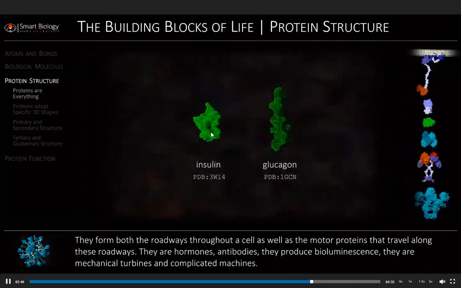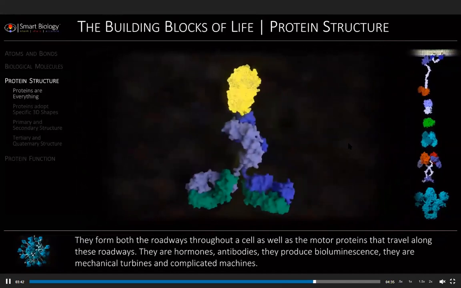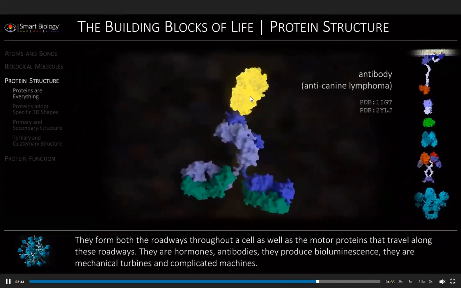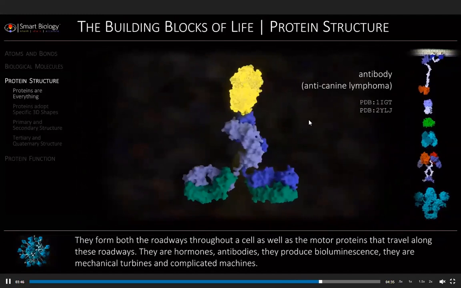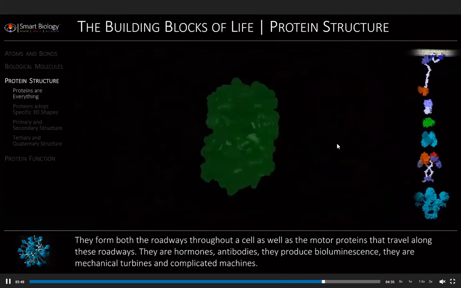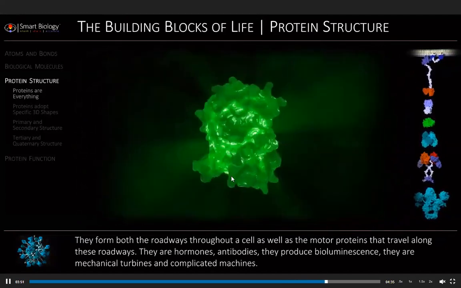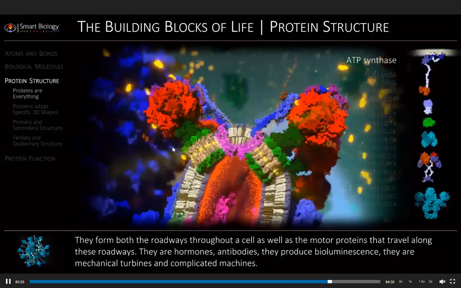So here we have insulin, we have glucagon. These are also proteins. We have an antibody. This is an anti-canine lymphoma antibody. So these are all real proteins. Remember that, keep that in mind. This is the green fluorescent protein. This is the ATP synthase.